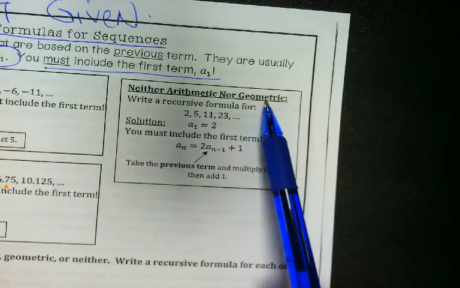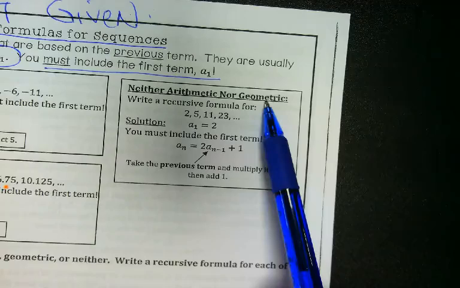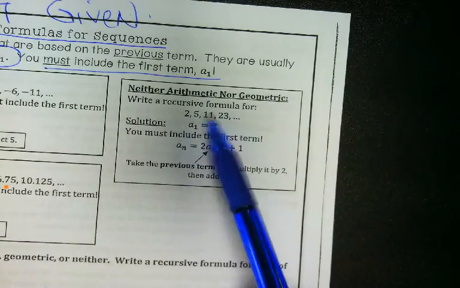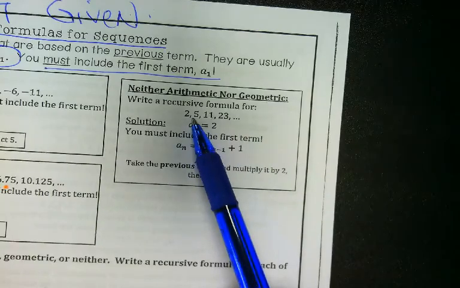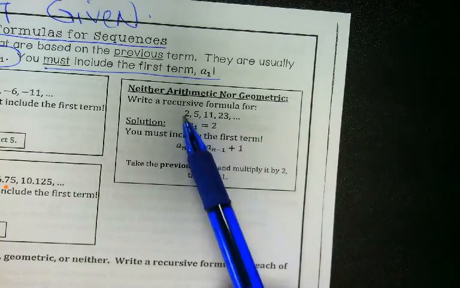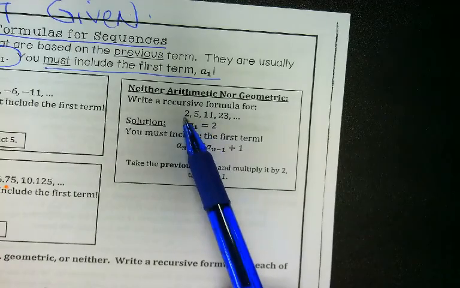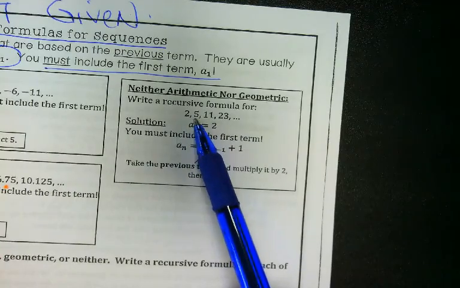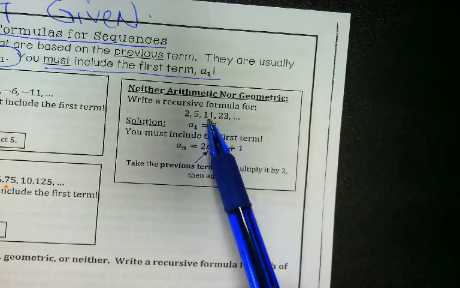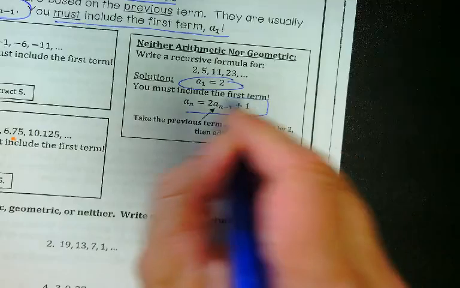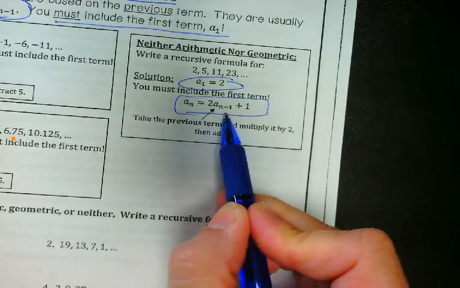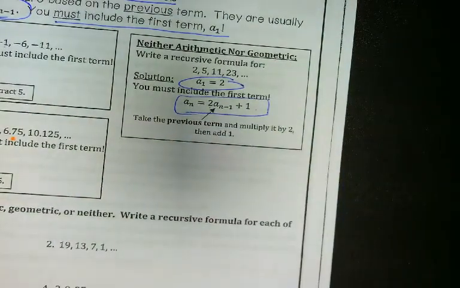Every now and then, they'll throw one at you that is neither arithmetic nor geometric, meaning you got to kind of come up with your own pattern. So if I went from 2 to 5 to 11 to 23, my gut says I'm going to double that number and then add 1, it kind of looks like. 2 times 2 is 4, plus 1 is 5, 5 times 2 is 10, plus 1 is 11, 11 times 2 is 22, plus 1. So again, you state the first term, and then you state the pattern that you found. Double the previous term, add 1. Okay, but anytime it says recursive, you have to have that a sub n minus 1 in there.